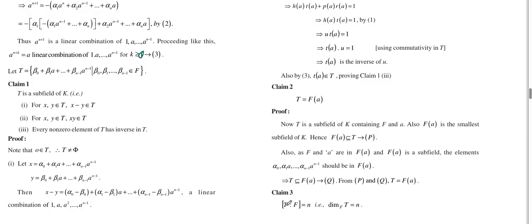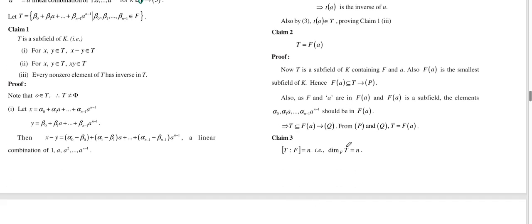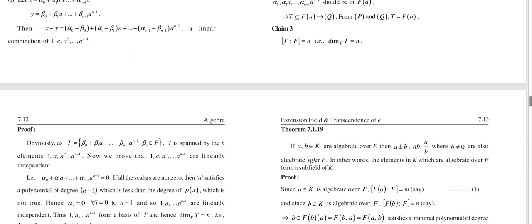Now we claim that degree of T over f is n. That's claim 3 that we have. That is, dimension of T over f is n. So that means we have to produce a basis with n number of elements. Now because T is nothing but this, T is obviously spanned by the elements 1, a and so on up to a power n minus 1. If you are able to prove that these elements are linearly independent, then that will form a basis. Number of elements being n, the theorem will follow.